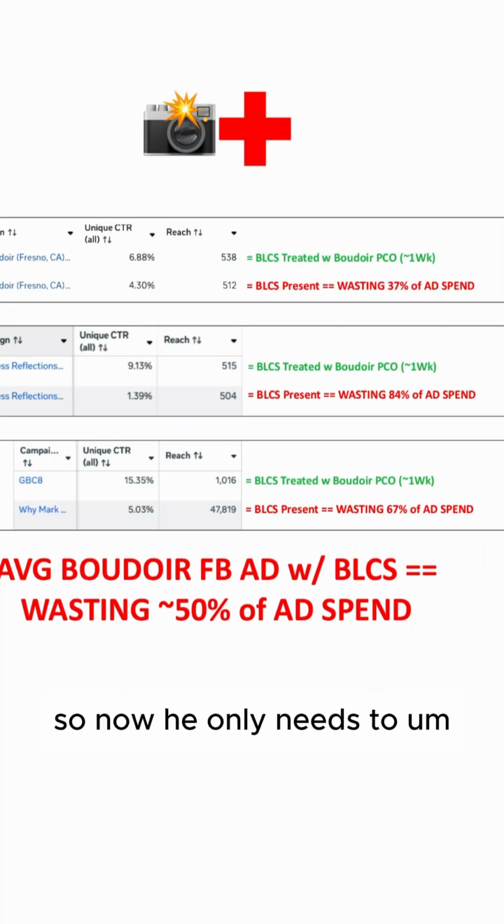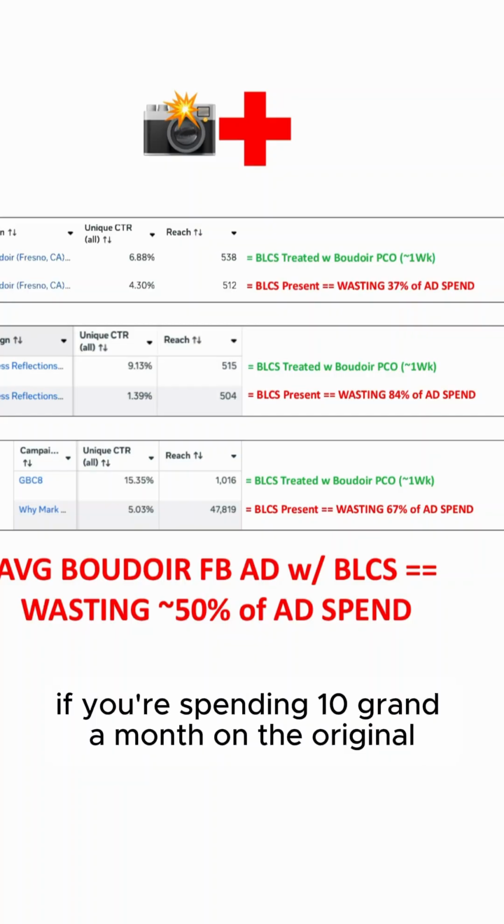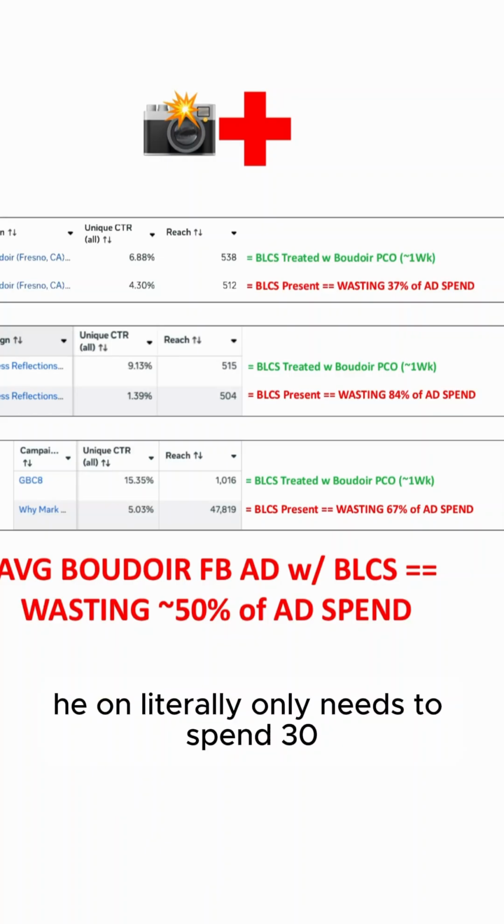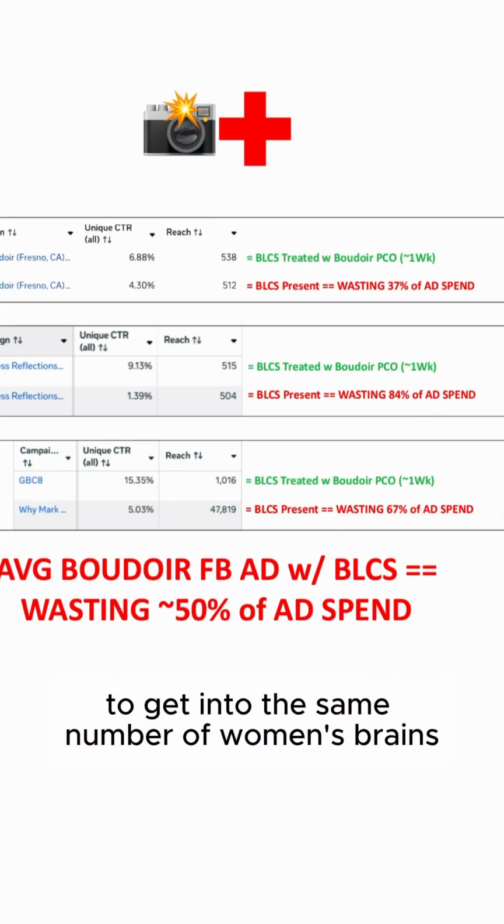So now, if you're spending 10 grand a month on the original Boudoir Facebook ad, he literally only needs to spend 3,300 bucks a month on the new Boudoir Pico treated ad to get it into the same number of women's brains.